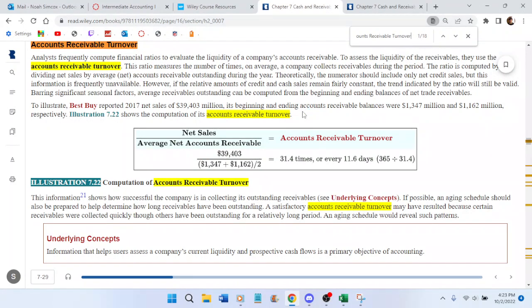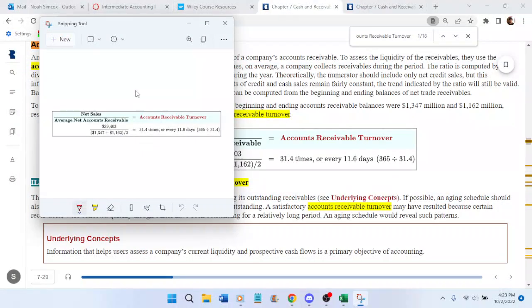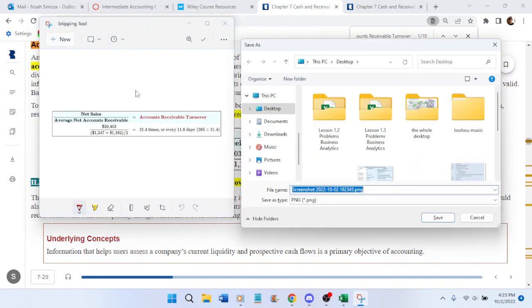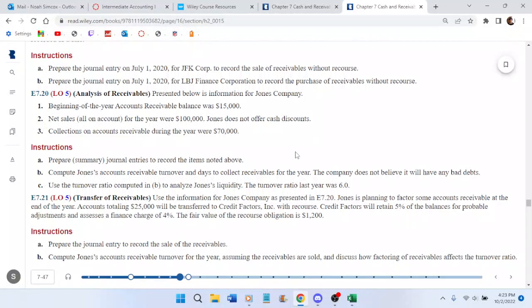Oh. Well. Well. Accounts receivable turnover. So now, that was funny. We were doing exercise 720. Great.